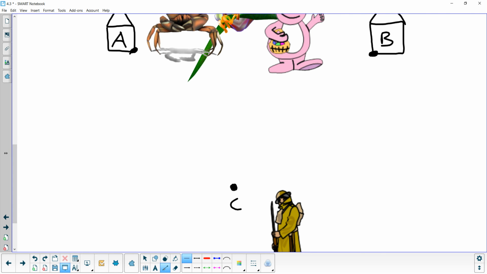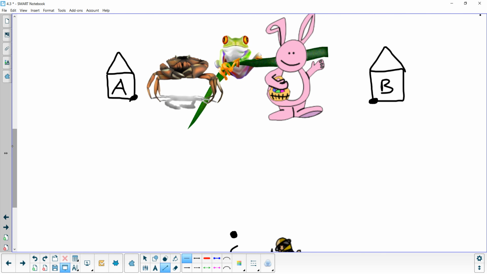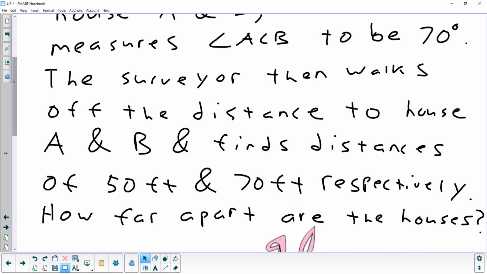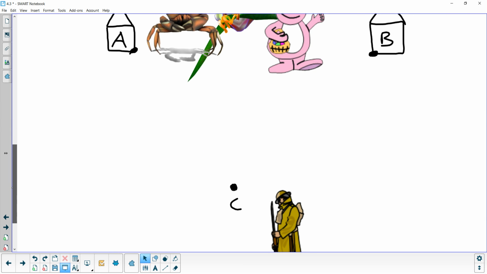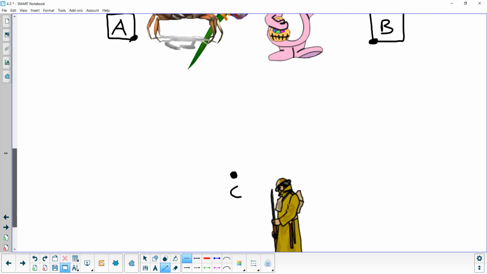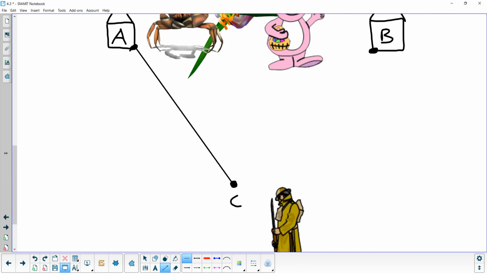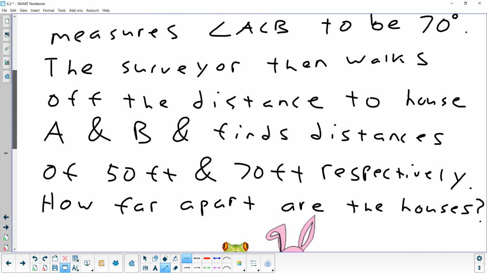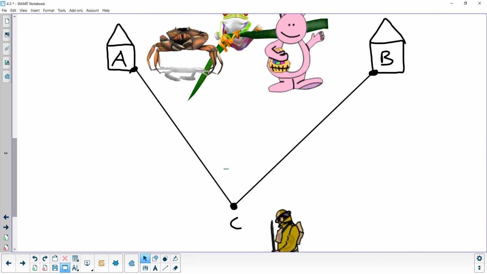How's that look? So first thing we need in the picture, we've got the two houses. We've got house A and house B, and the surveyor measures the angle between the two houses, and the surveyor is standing at point C. So here's how you draw your angle. You draw a line to A and to B. That's angle ACB. And it says angle ACB is 70 degrees. Fill in 70.